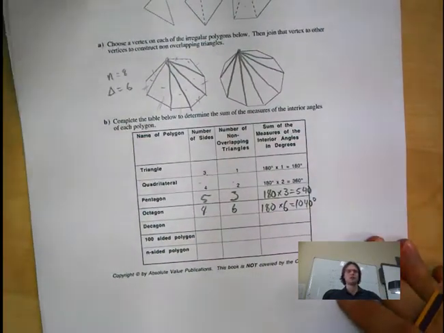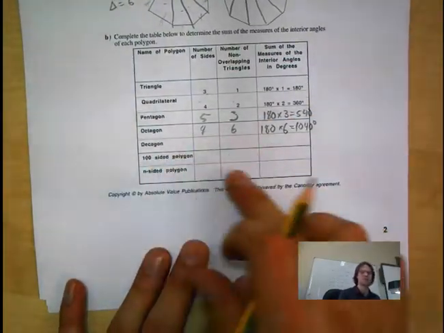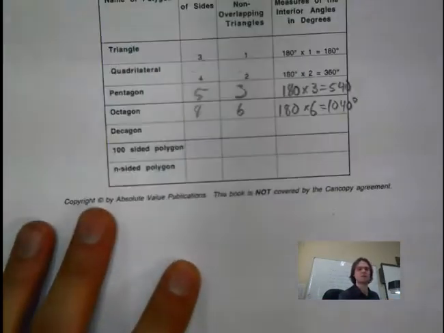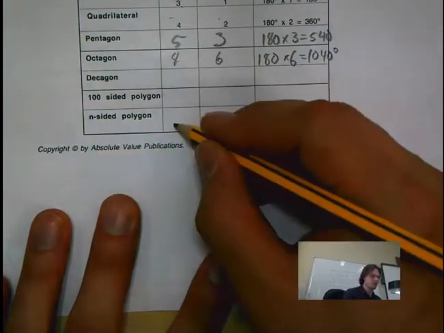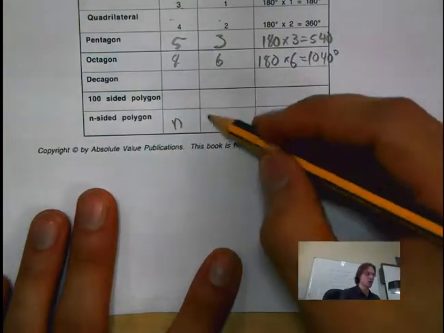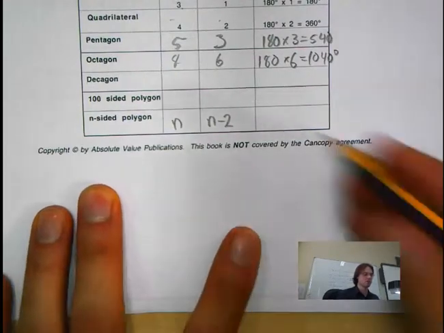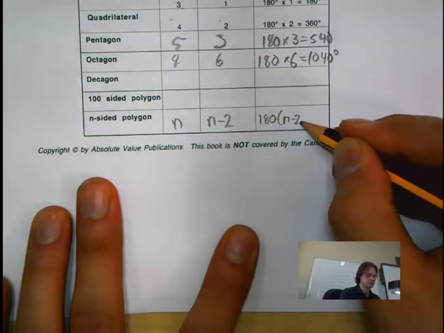So that's very interesting. Now I'm going to give you a couple of minutes to pause it and try and figure out the next 2. Okay? So here we go. Now we're going to look at the n-sided polygon. So we have n sides. To find the amount of triangles, hopefully you found the relationship, we just take the number of sides and subtract 2. Then we multiply that by 180. And that's all we have to do.